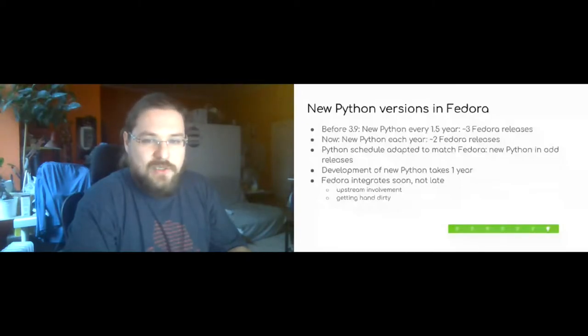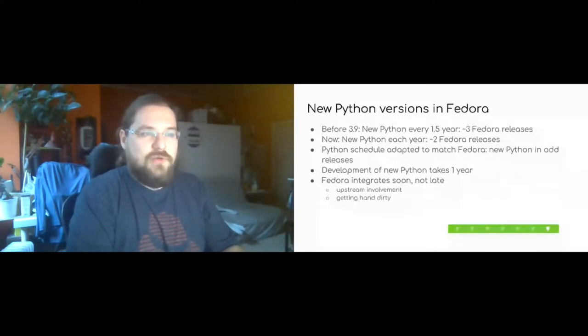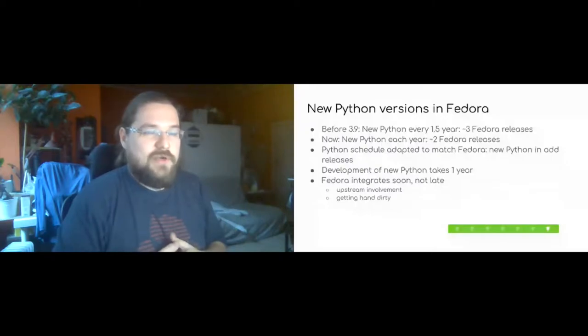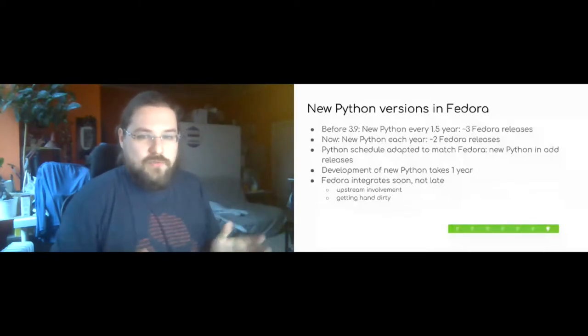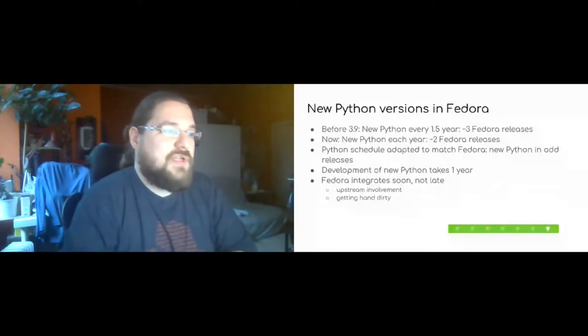The Python schedule was actually adapted to match the Fedora schedule. So now we know that the new Python version is released in October, which is usually also when Fedora is released, and the Python developers upstream made sure that we can make it and we can work together to update it in Fedora early. It's important to know that the development of a new Python version takes the whole year. So when a new version is released, immediately work happens for the new release.